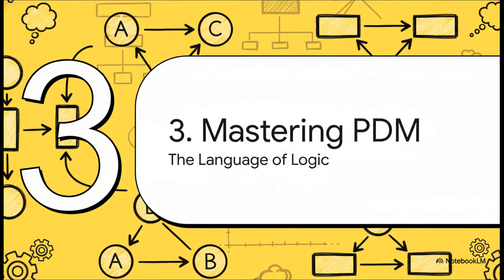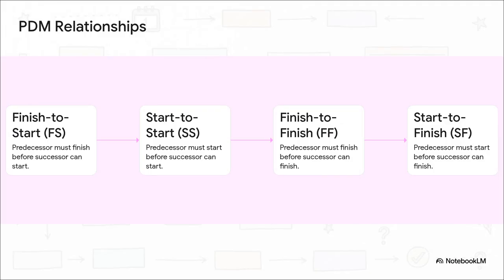All right, now we're getting to the heart of it. We're going to talk about the core technique, which is the precedence diagramming method, or PDM. The easiest way to think about this is as the grammar for your project schedule. It gives us the language and the rules to connect all our activities together in a way that actually makes sense. These 4 relationships are the only tools you need. They're the building blocks for your entire schedule.